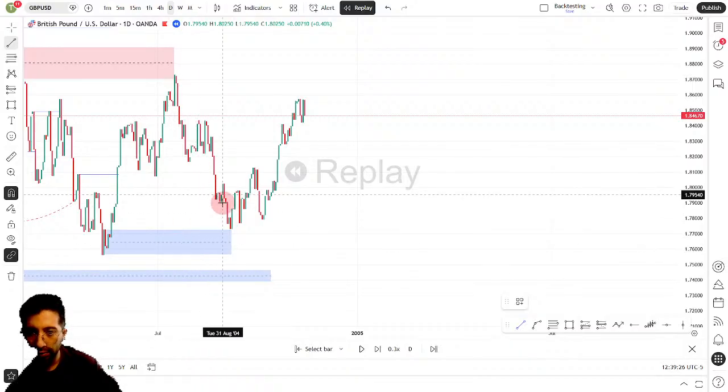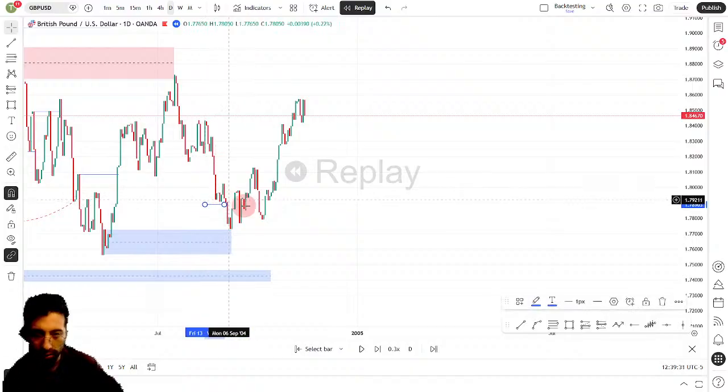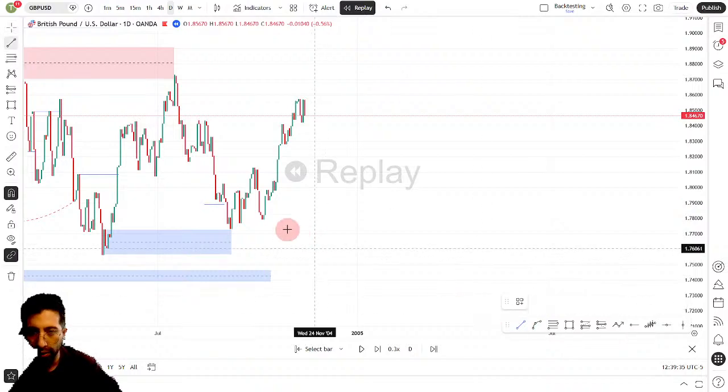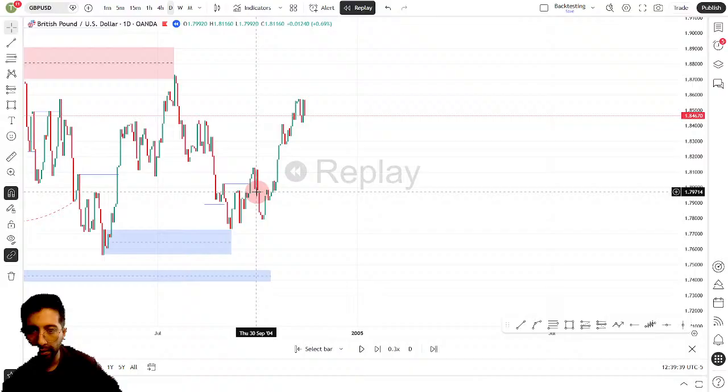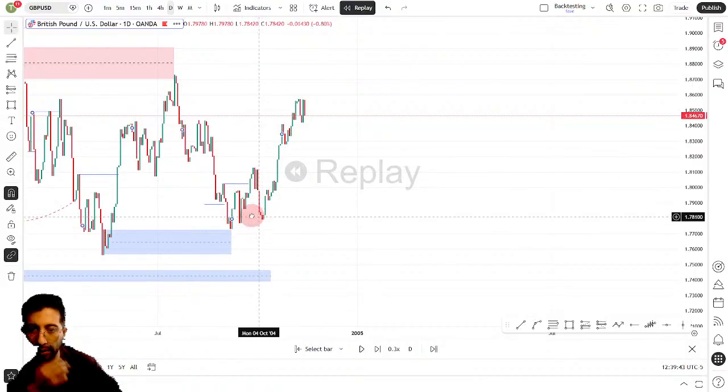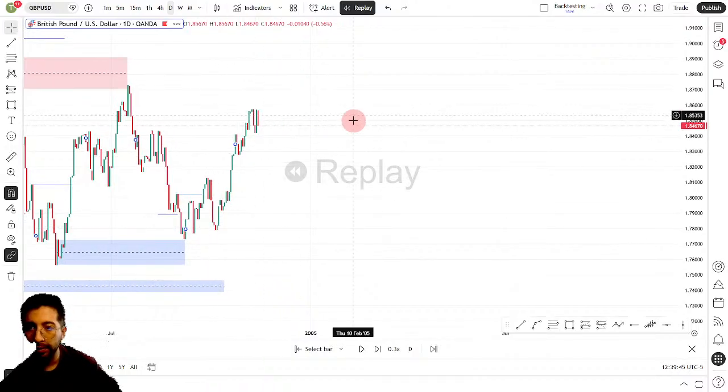The price entered right here. Boom. Liquidity pattern here, took the liquidity of the low, and then it made this break of structure right here. Boom, with the body of the candle. After this confirmation, it entered this order block and continued pushing up.